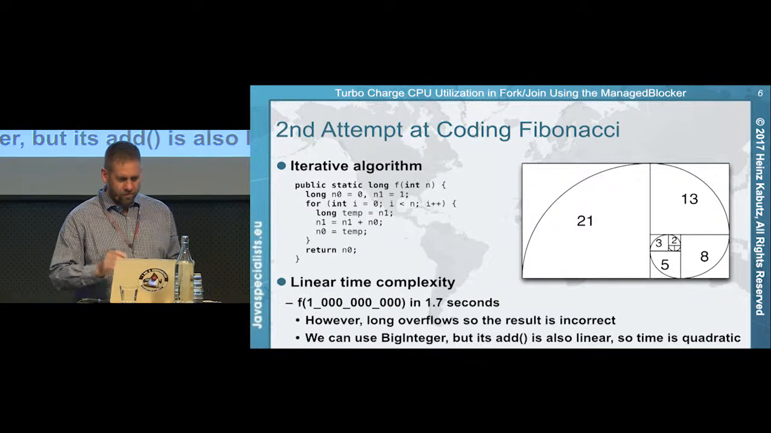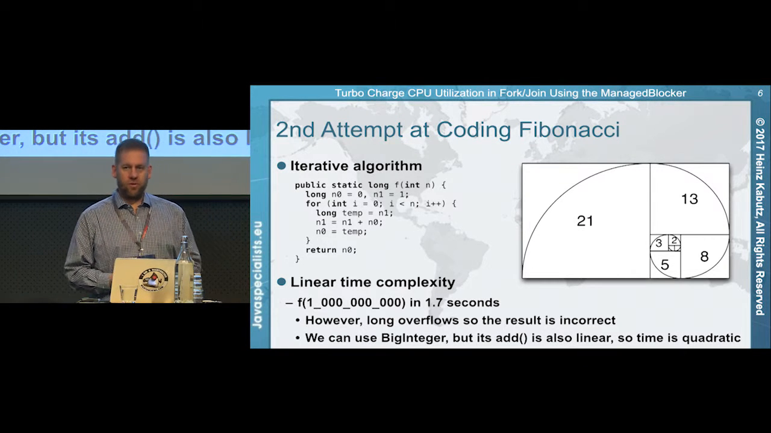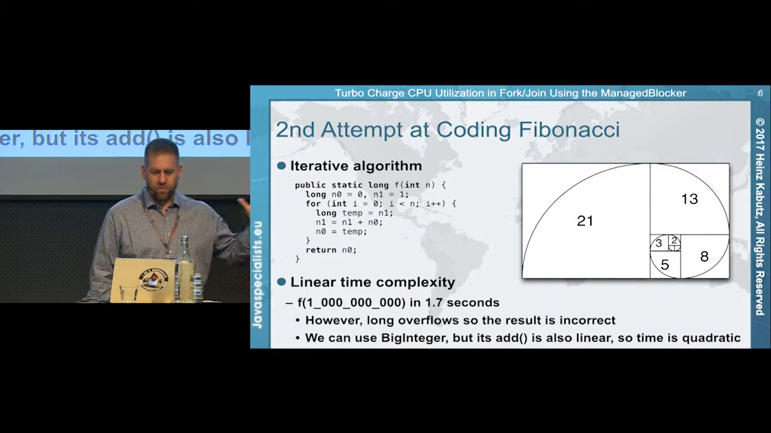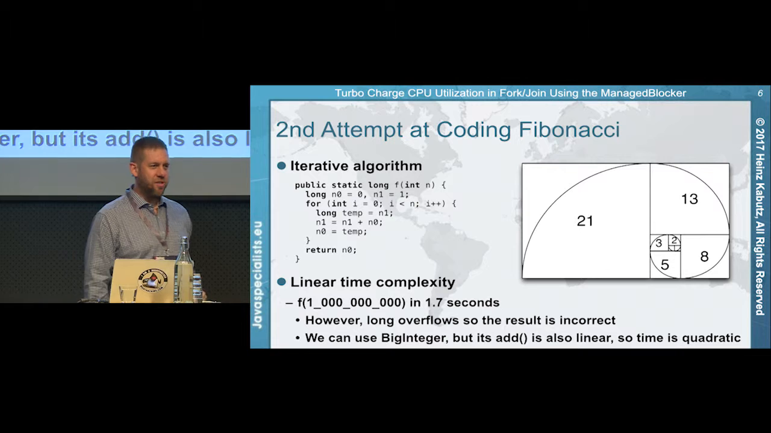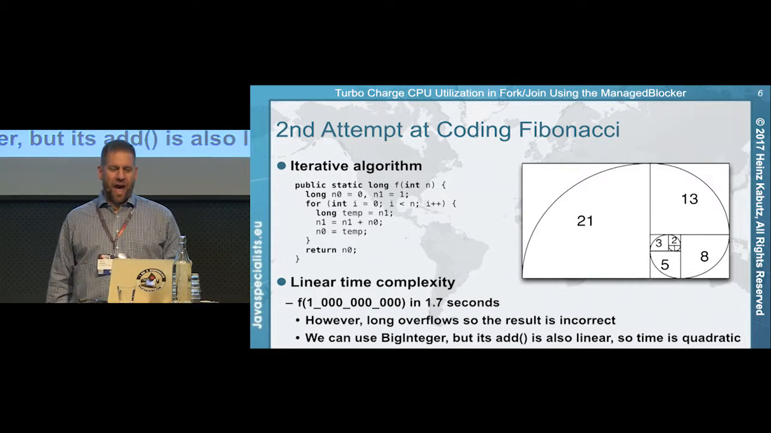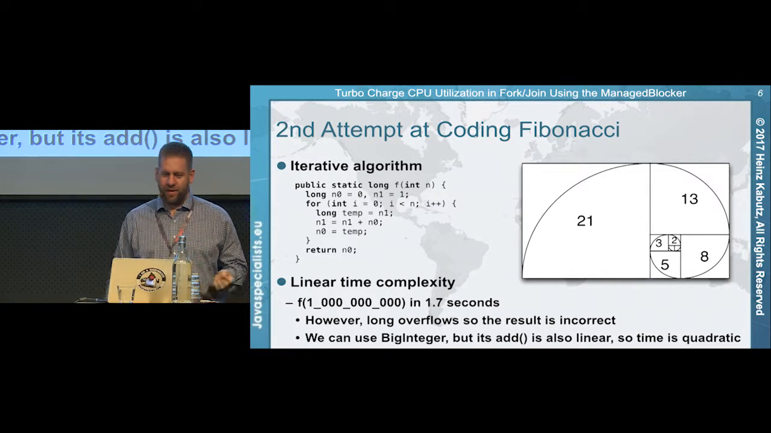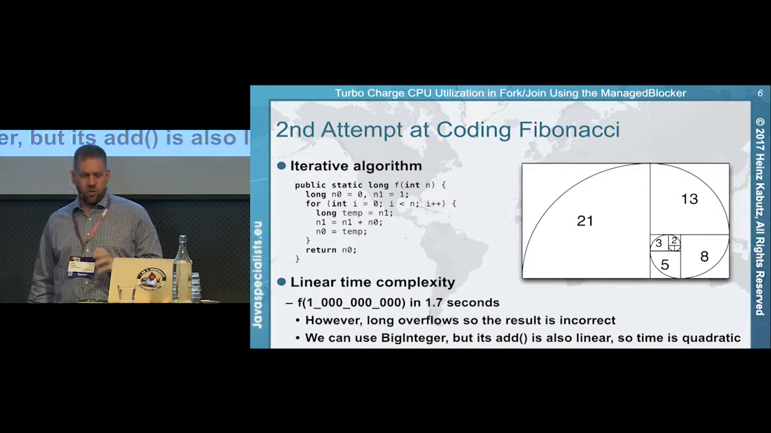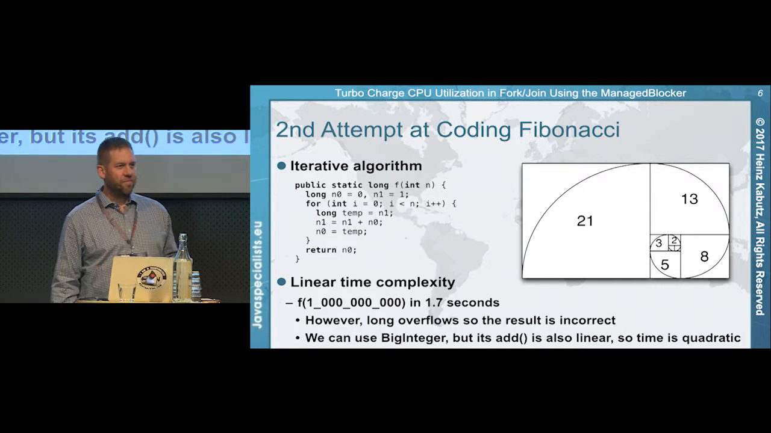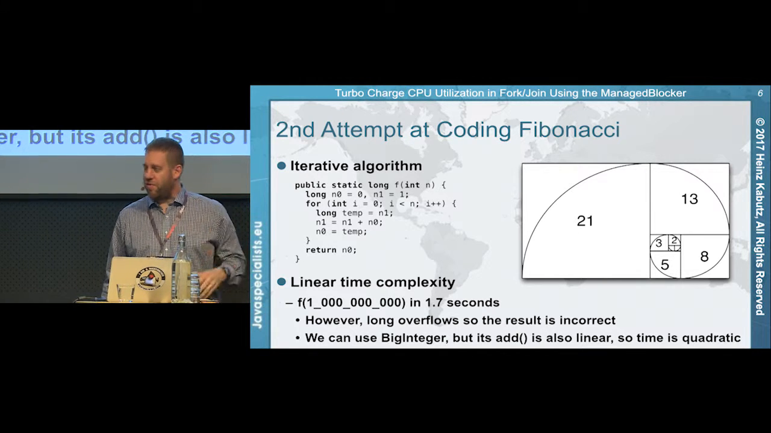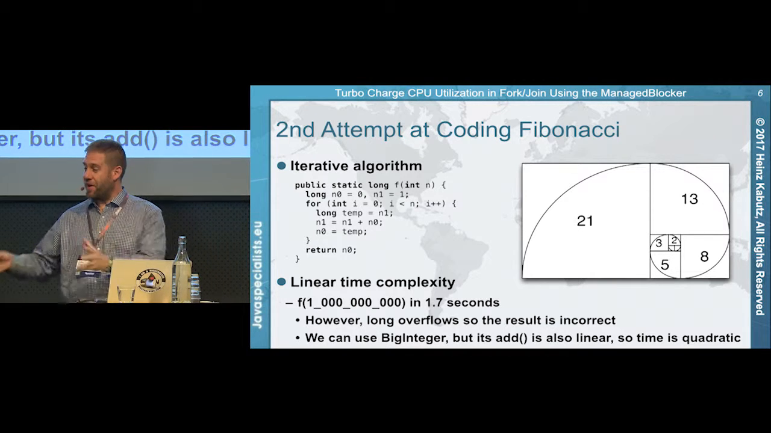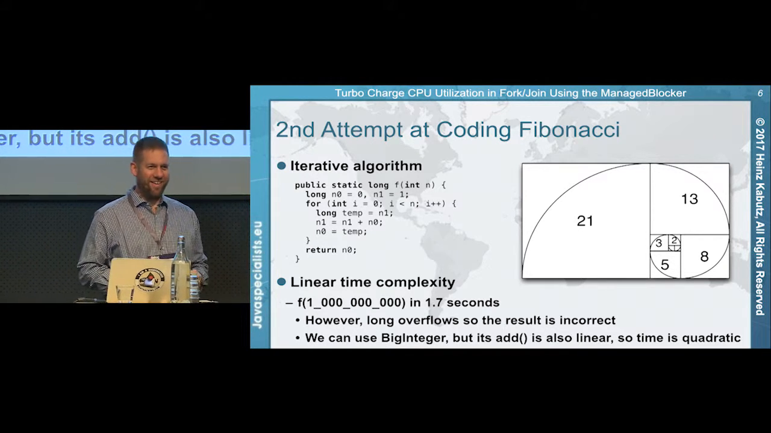Okay. So another way of doing it is to do iteration, to have an iterative algorithm that simply goes from 0 up to n and just adds the last 2 numbers together. The actual algorithm is linear, which is great. If you want to work out Fibonacci 1 billion and you use longs, you can do that in 1.7 seconds. However, the number overflows at about Fibonacci 70 or thereabouts. So you're not going to have the correct answer, but you'll get it quickly. So that's great. You can get a fast, wrong answer.